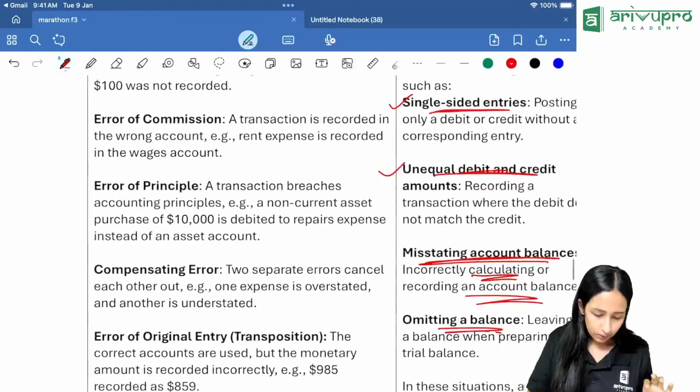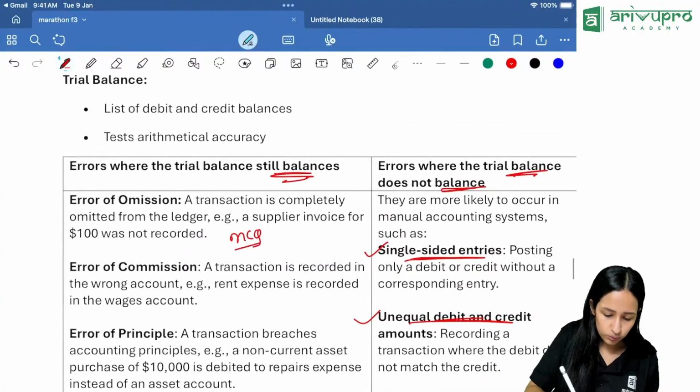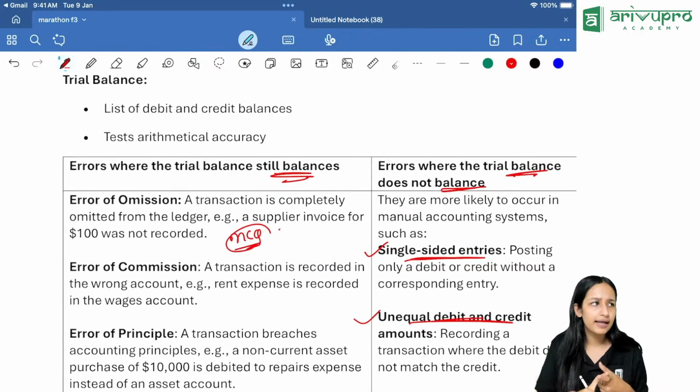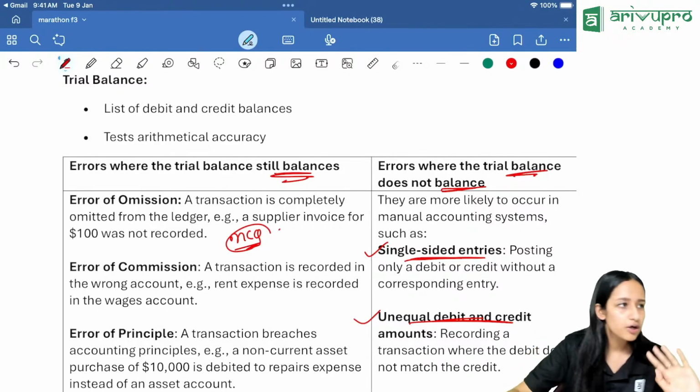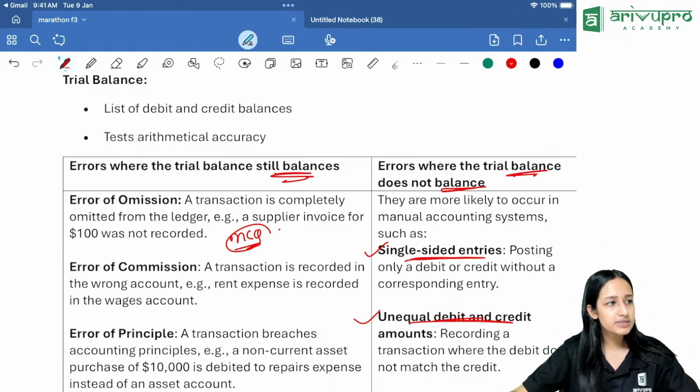Okay, now this is where you can get MCQ questions. Even though the trial balance is still balancing, why do you think it is wrong? That is going to be the question. Okay, so now they'll give you options for that. You need to be very smart to figure it out quickly.